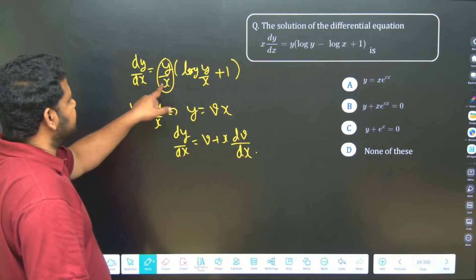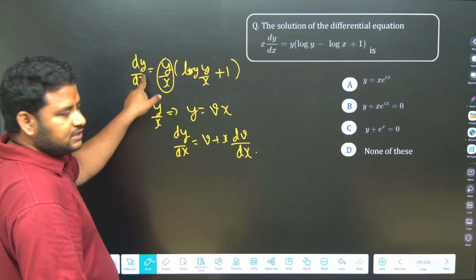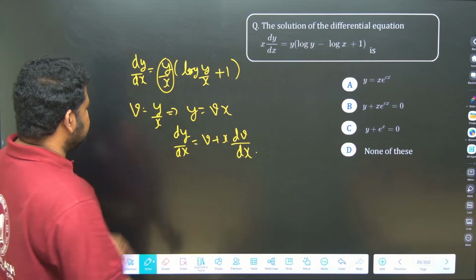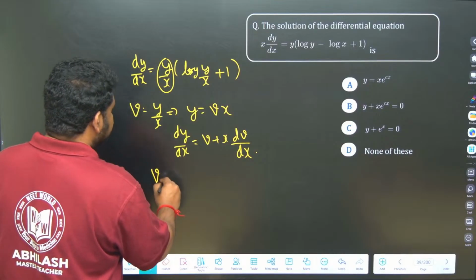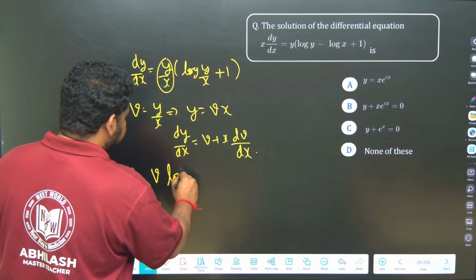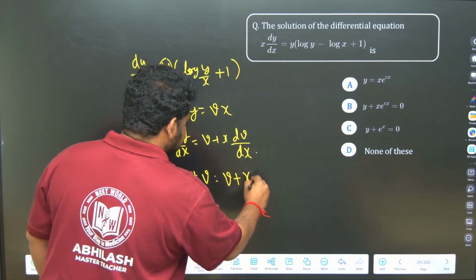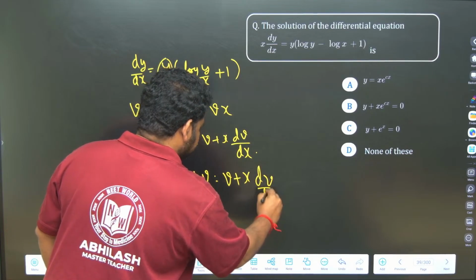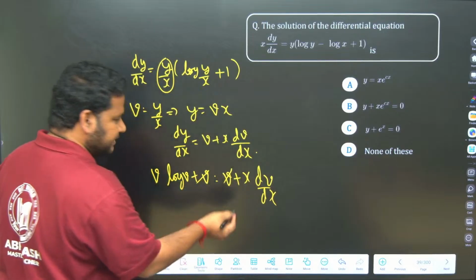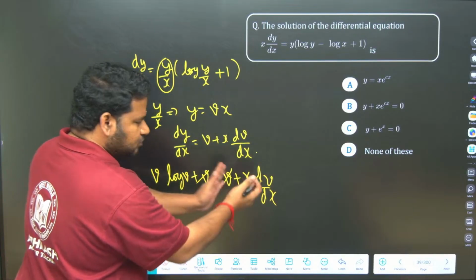What is dy by dx? dy by dx is nothing but what we have here. It is v times log v plus v, which is equal to v plus x into dy by dx. Here we have v on both sides, so we can cancel. Let me bring it to the RHS and do it.